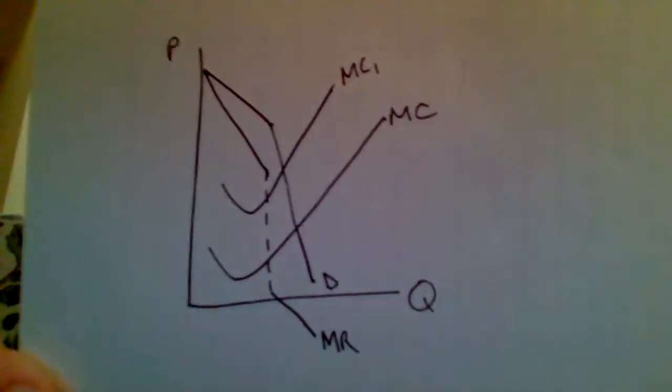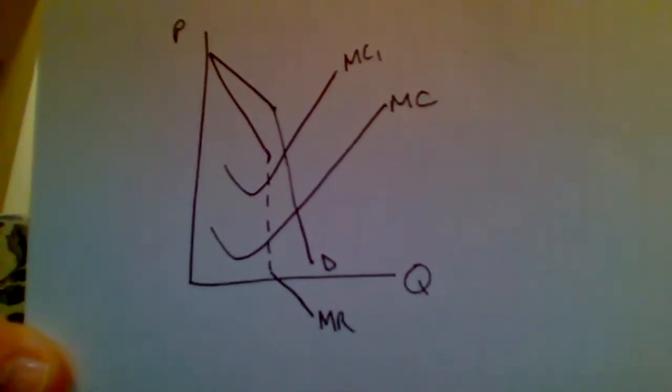If they have this MC curve or this MC curve, their quantity is still the same and their price is still the same. It doesn't change their behavior. But they want to produce at that point on the kink, because that is where they're going to maximize their profits.